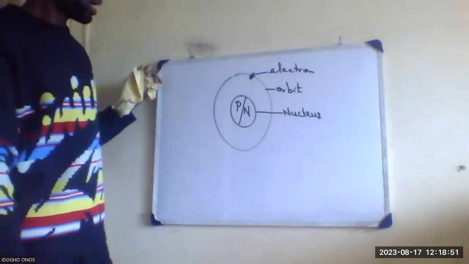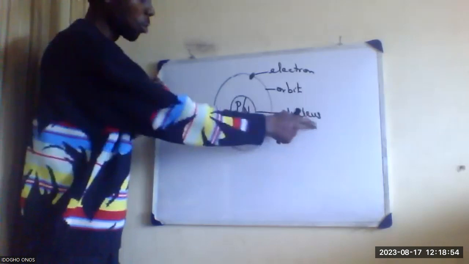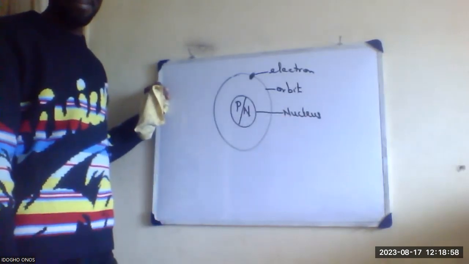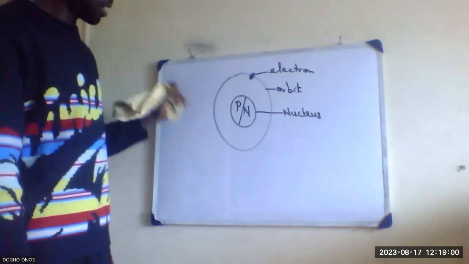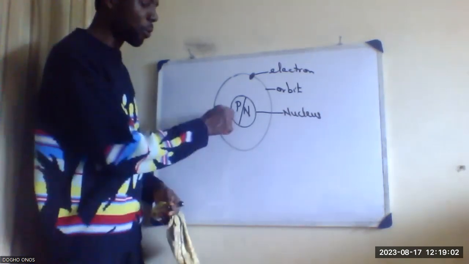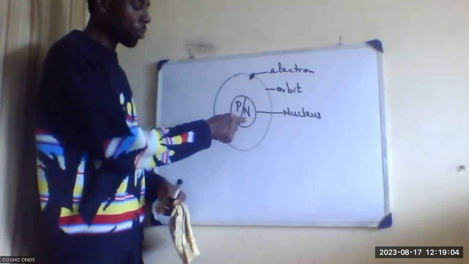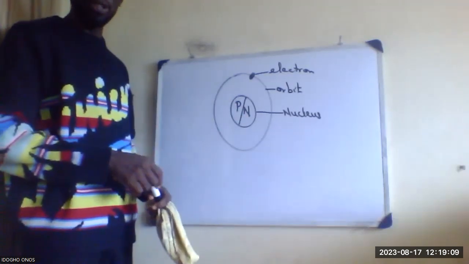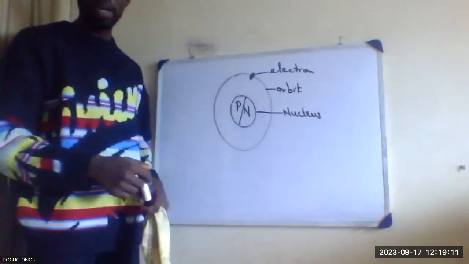And if you are to go by charge, the nucleus is what charge? Positive. Yes, the nucleus is positively charged because proton is positive. Neutron is electrically neutral, there is no charge. So that means the nucleus is positively charged.